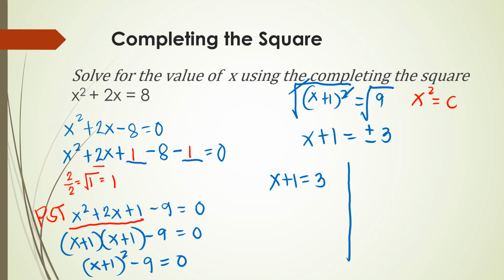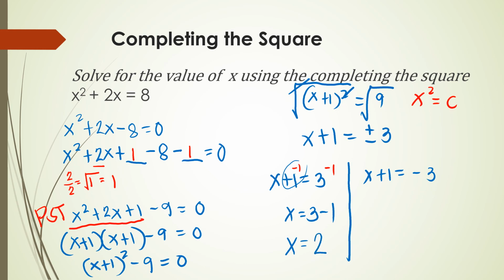Separate lang natin yung positive and negative. So, magiging x plus 1 is equal to negative 3. So, it will become x is equal to 3. Using the addition property of equality, magma-minus tayo ng 1. So, minus 1 dito, minus 1 din dito. Okay? So, magiging 3 minus 1 ito. Itong part na to, magiging 0 na siya. Ito, magiging 0 na. So, you have x is equal to 3 minus 1, that is 2.